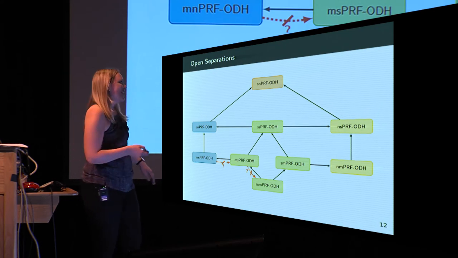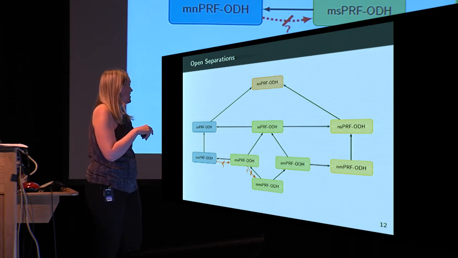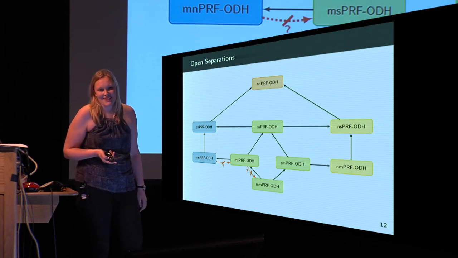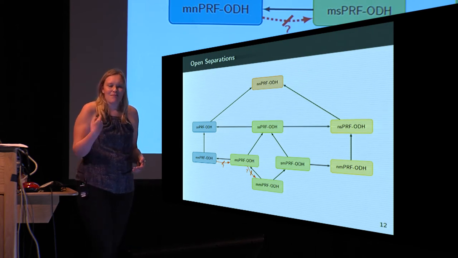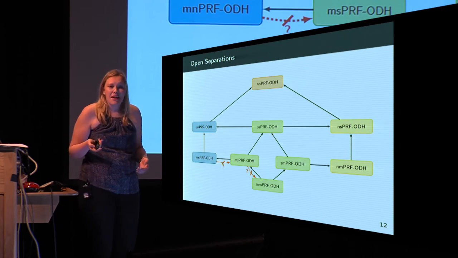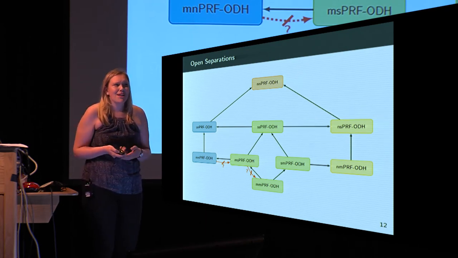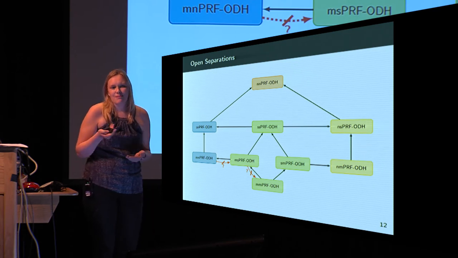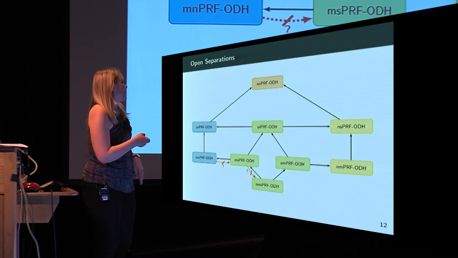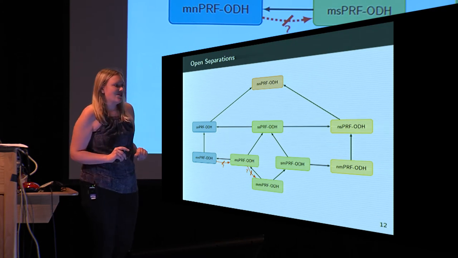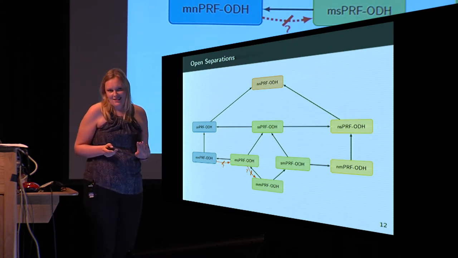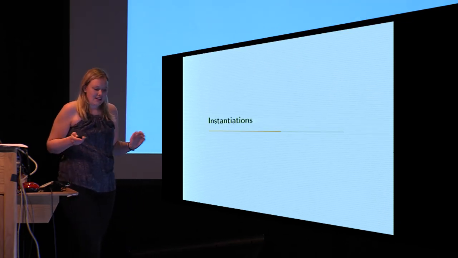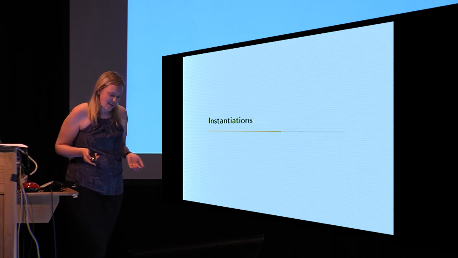And this asymmetry we also have here in our separations, and we were not able yet, in this case, to achieve the separation. Also because a PRF is kind of a memoryless thing, so we would have somehow to find a way to encode information in the PRF that one oracle could exploit but the other one could not. So all other implications are strict except for these two, where we don't know yet whether they are strict. All right, so let's go to the instantiations.